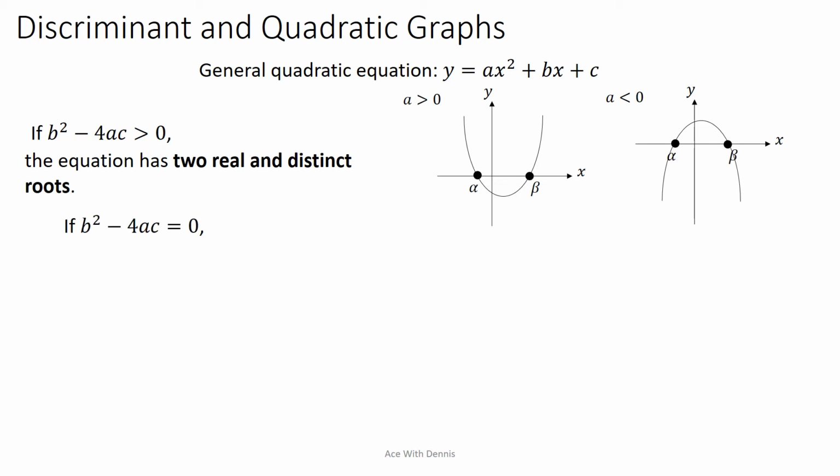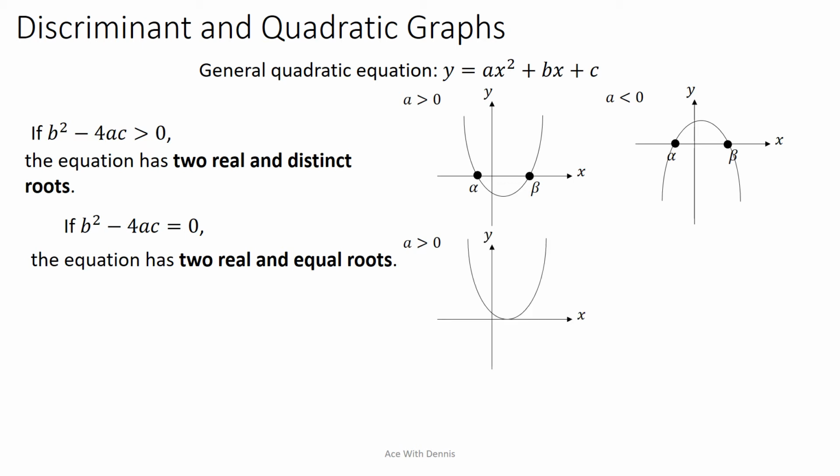If b squared minus 4ac is equal to 0, we know that the equation has two real and equal roots. So this is the graph when a is greater than 0, where the graph touches the x-axis at one point, alpha is equal to beta. Similarly, when a is less than 0, the curve will bend down with one point of intersection at the x-axis, where alpha equals beta.